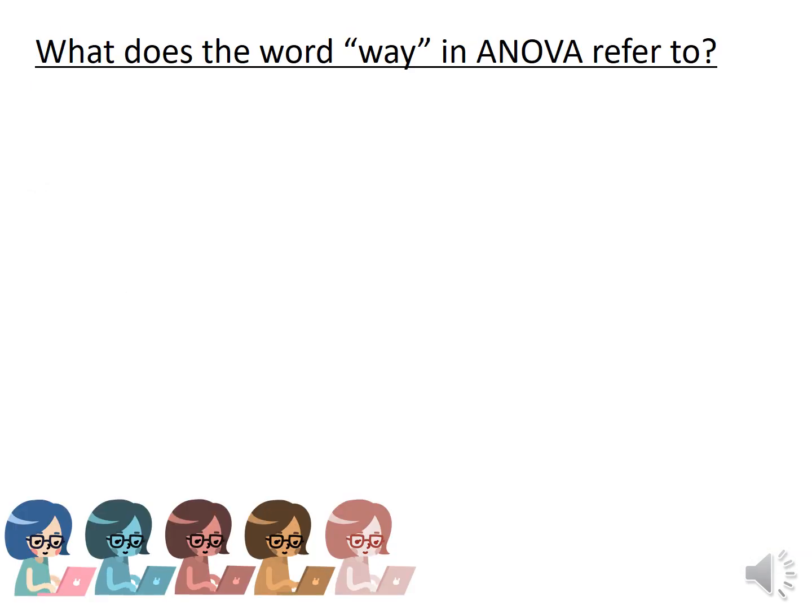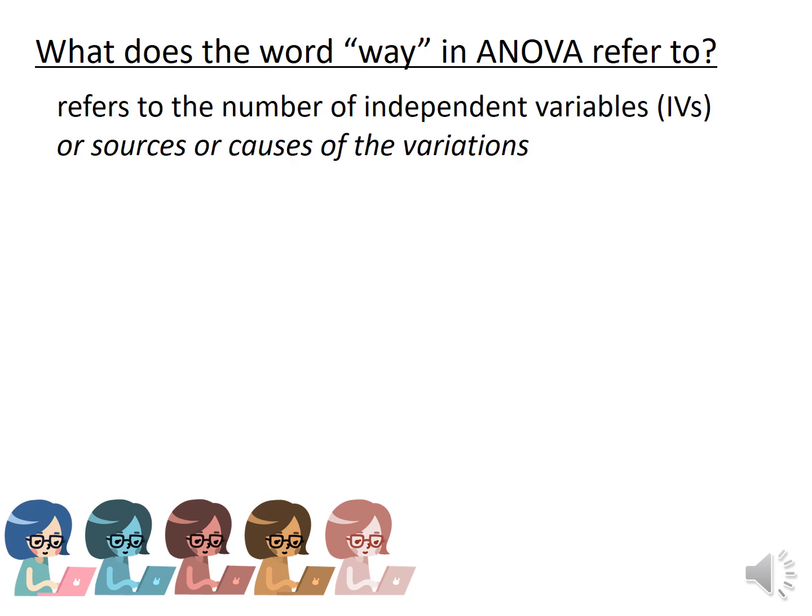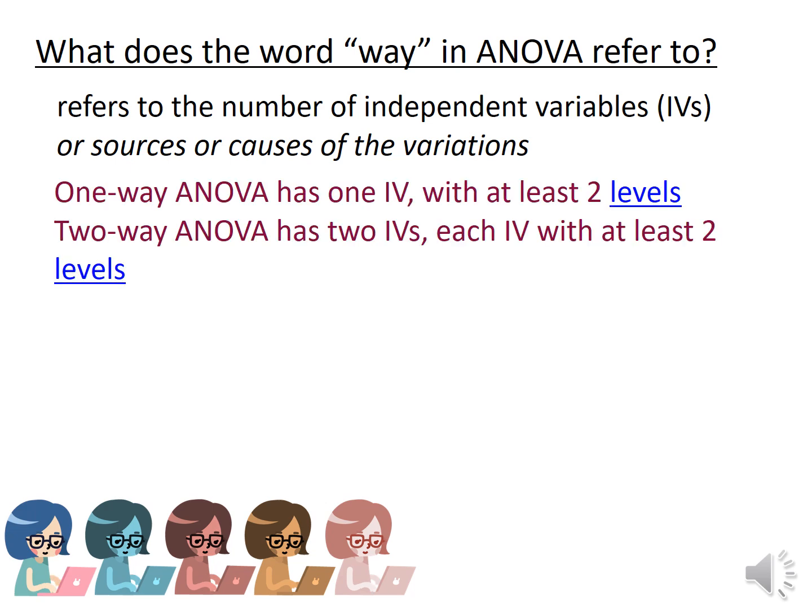I have been using the terms earlier, one-way ANOVA and two-way ANOVA. So what does the word "way" in ANOVA refer to? This refers to the number of independent variables, or sources or causes of the variations. For instance, one-way ANOVA has one independent variable, and it has to have at least two levels or two groups that we are comparing.